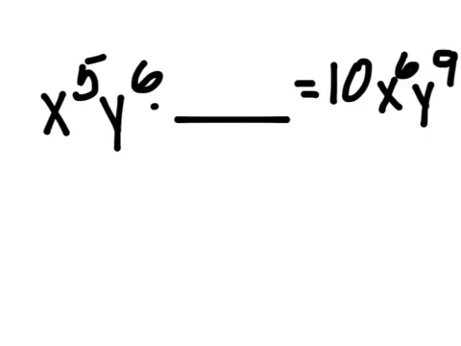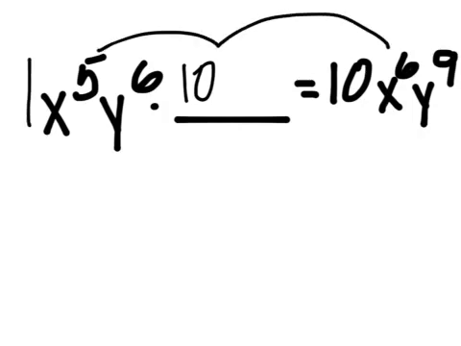What's the first thing I put down on this? 10, yes, because we have a 1 here. 1 times 10 is 10. 5 plus something is 6. We would just have an x, and 6 plus something is 9. 3, yes, y to the third.